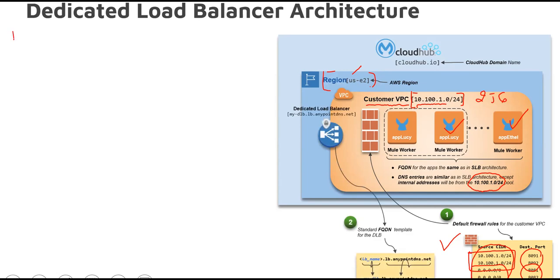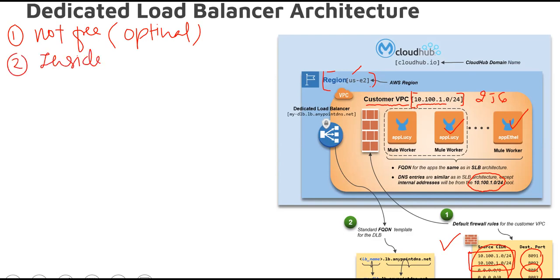So for the dedicated load balancer, point number one, it's not free. It's optional, but not free. If you want it, you need to pay for it. I put it this way: not free, but optional. It will always be inside the VPC. It will get a URL template.